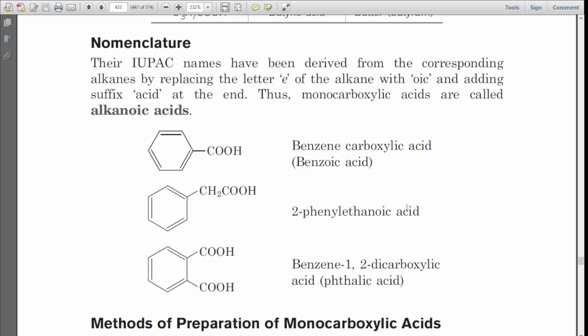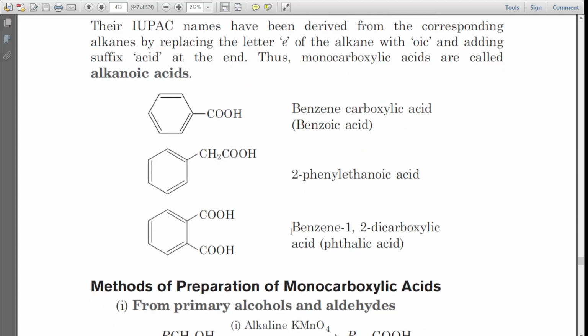Since carboxylic acid has higher priority than the phenyl ring, the numbering and nomenclature is based on it. And this is benzene 1,2-dicarboxylic acid, also known as phthalic acid, which we will use further in the amines chapter when we will do Gabriel phthalimide synthesis, and further in this chapter also.